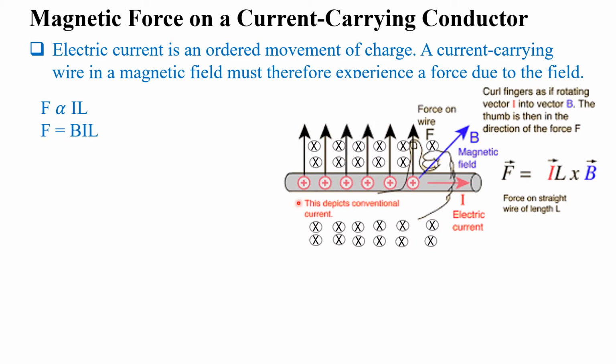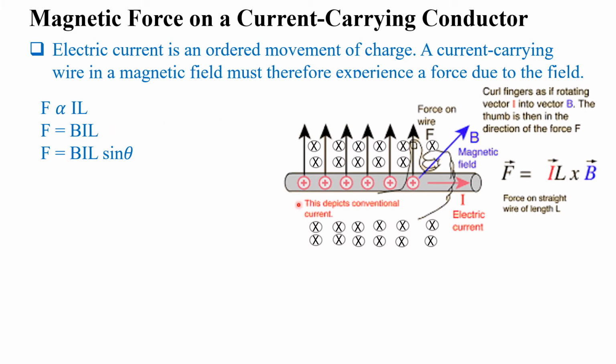So F is directly proportional to I into L. I is current flowing through this conductor and L is length of conductor. F is force experienced by this conductor or wire. So F is equal to BIL. Here B is strength of the uniform field or magnetic induction.